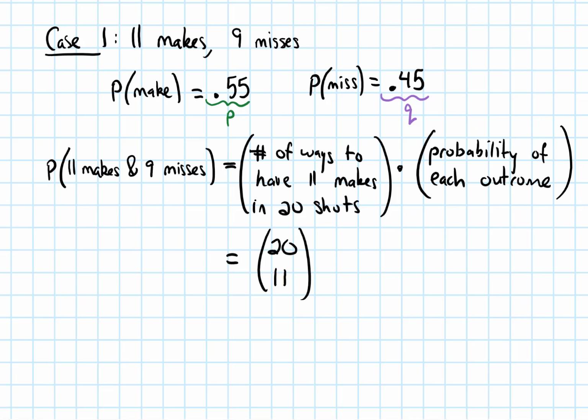Well, we have to take P, which is 0.55, and raise that to the 11th power, how many successes he had, how many makes he had, and then multiply by Q, which is 0.45, and raise that to the number of misses, which is 9. I'm going to leave it like this because eventually we're going to have to add this to what we get from case 2. I'm going to have to round at the end, but computationally it's nicer if I just keep everything as it is and round at the very end.